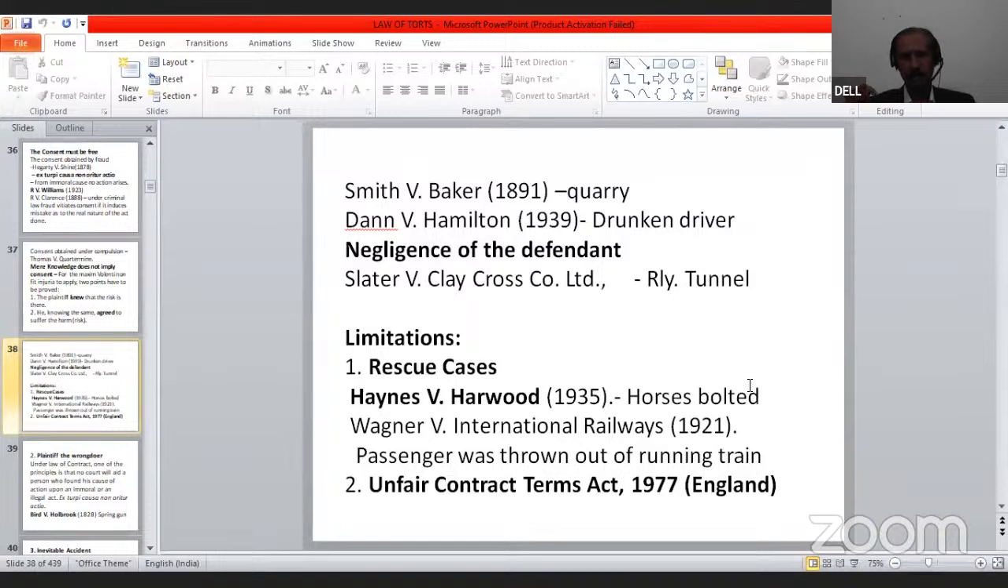Normally, students, when they are asked about volenti non fit injuria, directly write Haynes versus Harwood. Here there are two limitations, meaning cases where volenti non fit injuria is not applicable. One, rescue cases. Second, the Unfair Contract Terms Act 1977, passed in England. In rescue cases, I voluntarily always come forward to save people. Suppose a person is drowning, or there was an accident, wherever people are in danger, we always rush towards them or try to help them voluntarily. There is no compulsion.